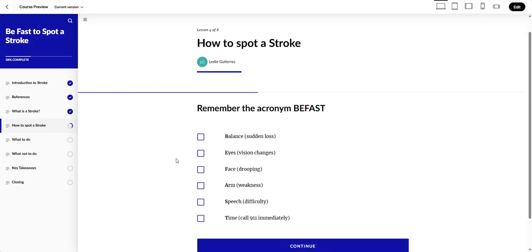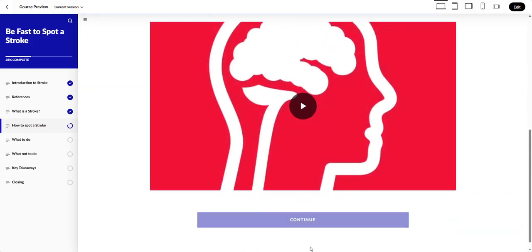How to spot a stroke. Remember the acronym Be Fast? Balance, sudden loss. Eyes, vision changes. Face drooping. Arm weakness. Speech difficulty. Time, call 911 immediately. Continue. Here's a 1-minute video that you can watch. Continue.